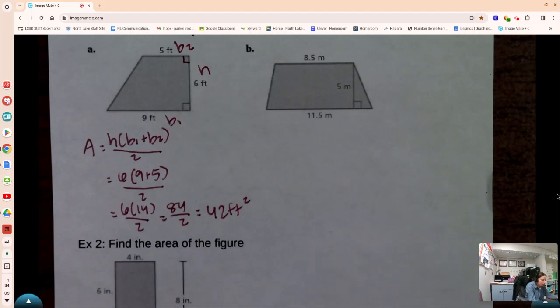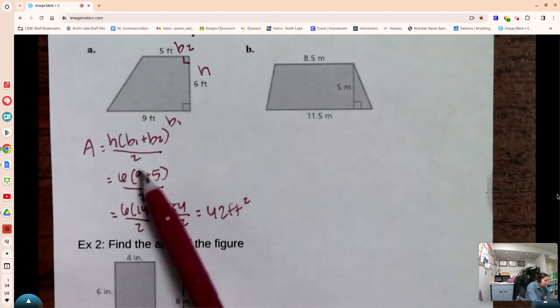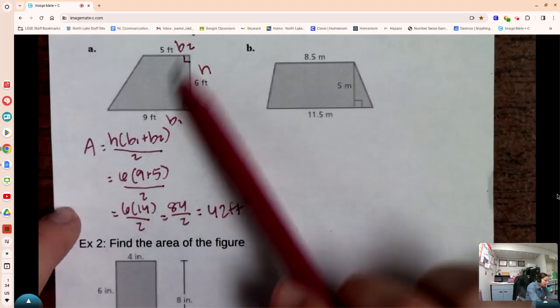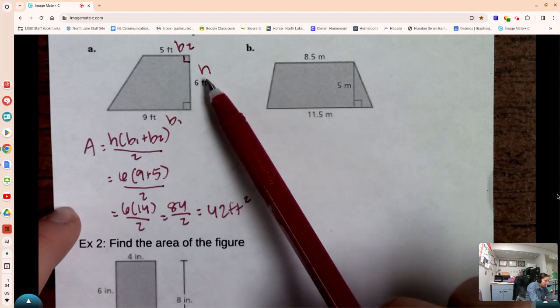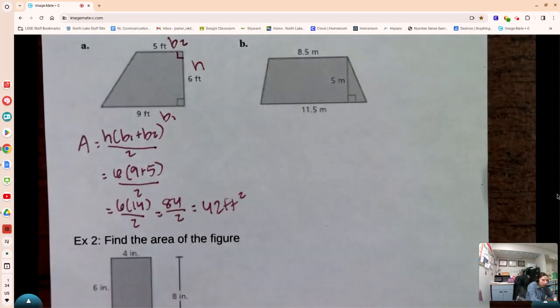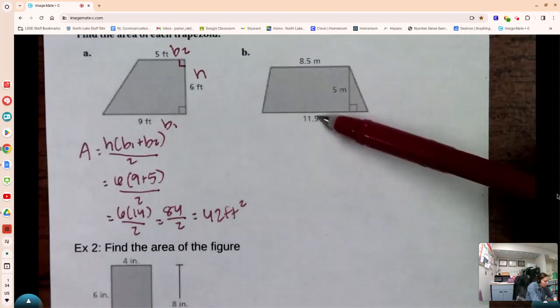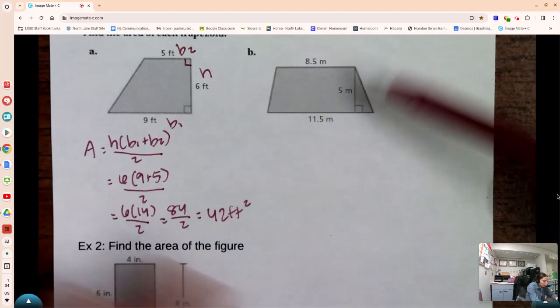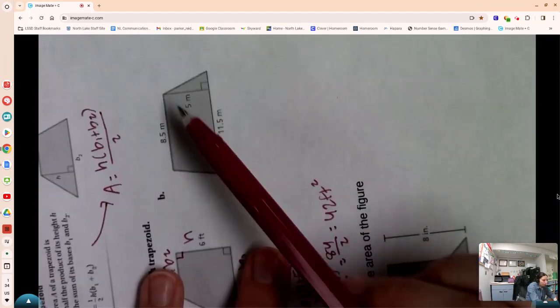So again, the way I kind of thought about it was adding my bases together, and that divided by 2 is because I need to find the average of the 2, multiplying by that height. We're going to do another one, again, a trapezoid because the top and bottom are parallel, but these are not. Trapezoids can also be drawn like this, where the left and right are parallel and the top and bottom are not. It does not matter.